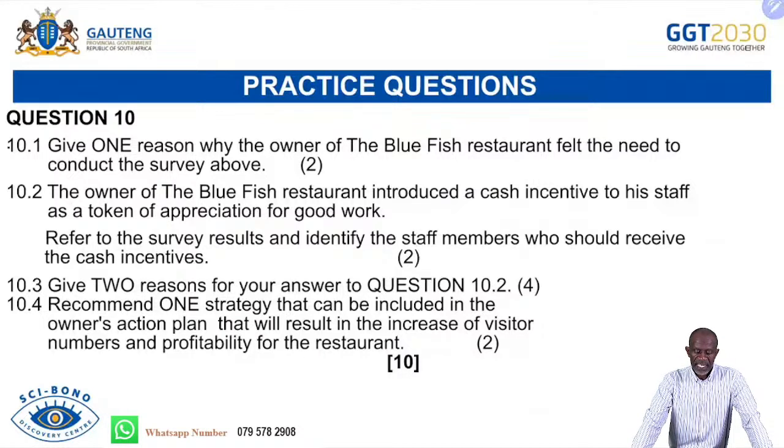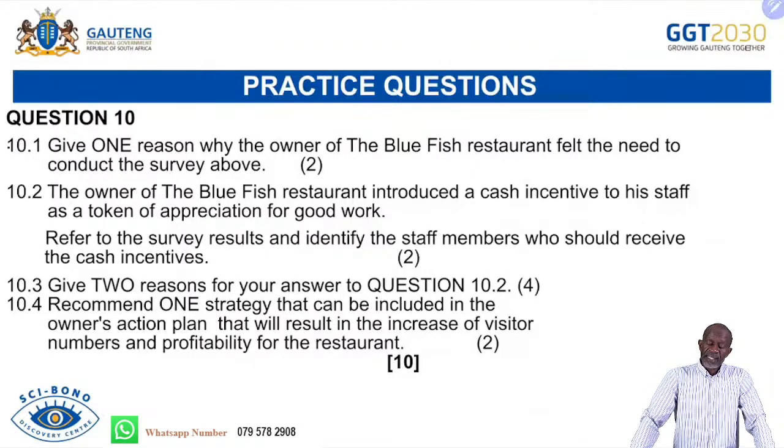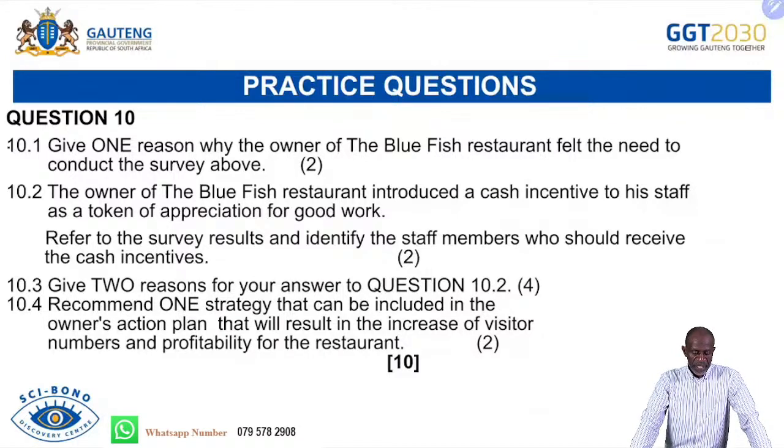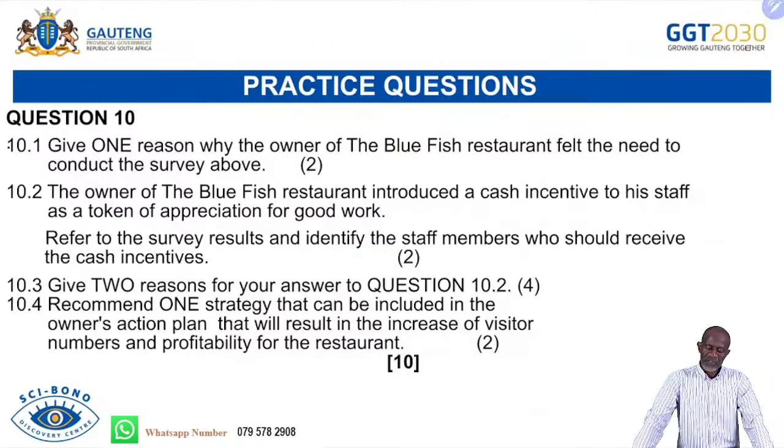Recommend one strategy that can be included in the owner's action plan that will result in an increase of visitors number and profitability for the restaurant. This is a high order question. You need to think very diverse. You need to be open-minded in thinking so that you answer this question correctly, where you have to recommend at least one strategy that can be included in the owner's action plan that will result in increase of visitors number and profitability for the restaurant.